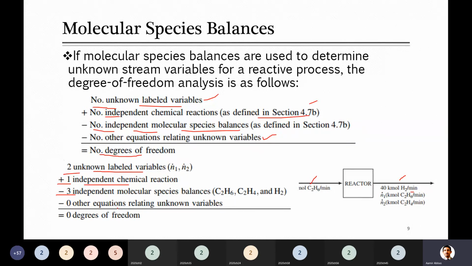And what about any other equation? Did he mention any explicit or implicit equation? No, sir. Then it is 0 degrees of freedom. Clear? Understand this? Yes, sir.